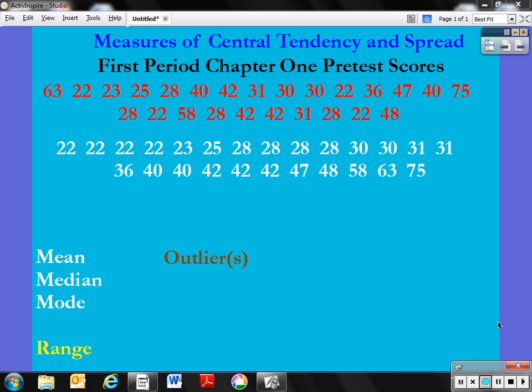Mr. Giomini coming to you with a little brief intro slash review on measures of central tendency and spread for lesson 1-2 in our math curriculum. You guys may have remembered this from last year. It's called landmarks. Well, in sixth grade, we get a little bit more technical. We call them measures of central tendency and spread.